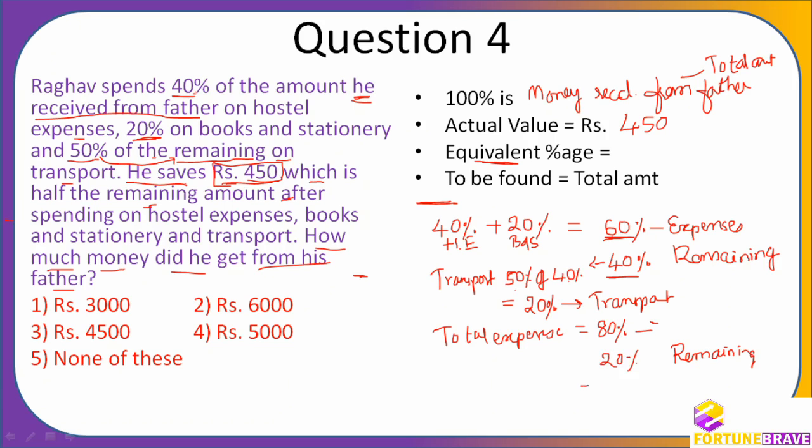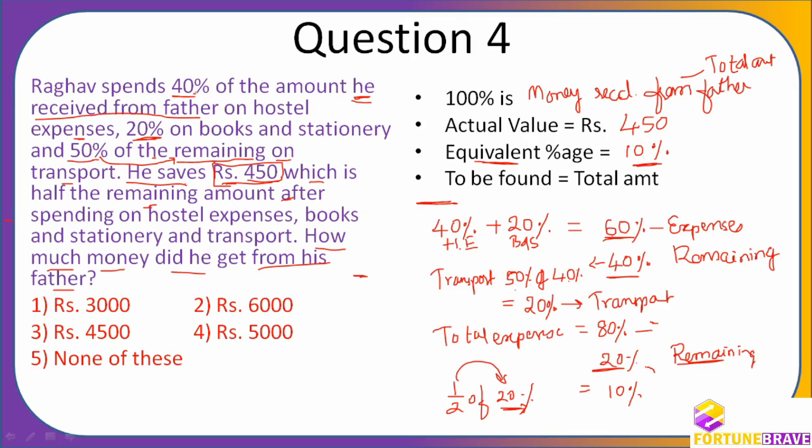But what is 450? 450 is half of 20%. So of the remaining, out of that half, I do not know what he does with the other half, that is not given here. So you can imagine whatever you want, but he is saving not 20%, not all the remaining amount. He is saving half of 20%. Half of 20% is 10%. So now we get 10%, which is equivalent to 450 after doing all this circus.